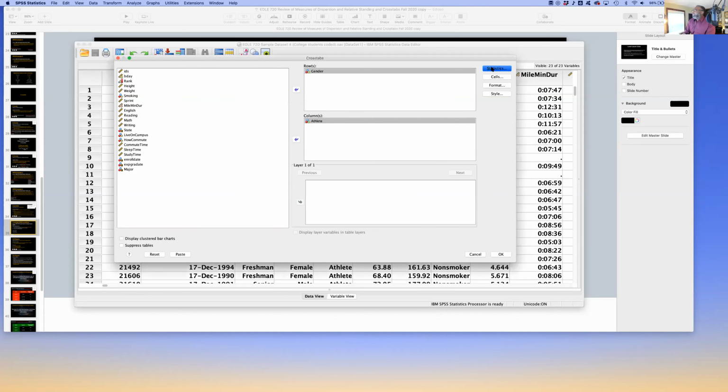We're not going to run any statistics because we're not answering any questions. We're just taking a look at the numbers here. We're going to click Display Clustered Bar Charts, and then we're going to click OK.